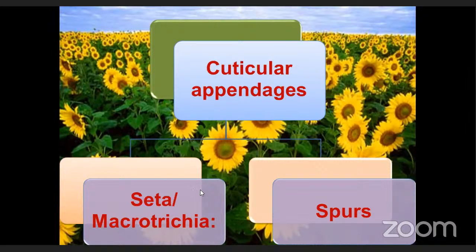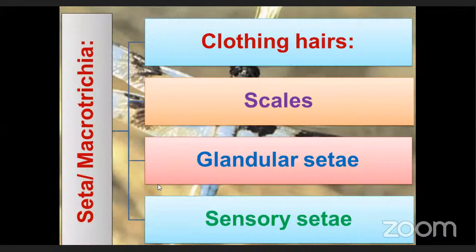This consists of setae or macrotrichia, and spurs. First we will discuss these setae or macrotrichia. There are 4 kinds of setae: clothing hairs, scales, glandular setae, and sensory setae.